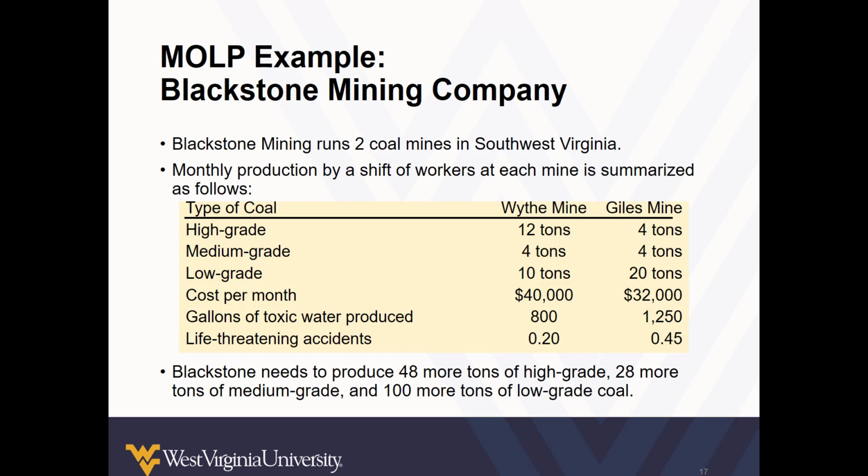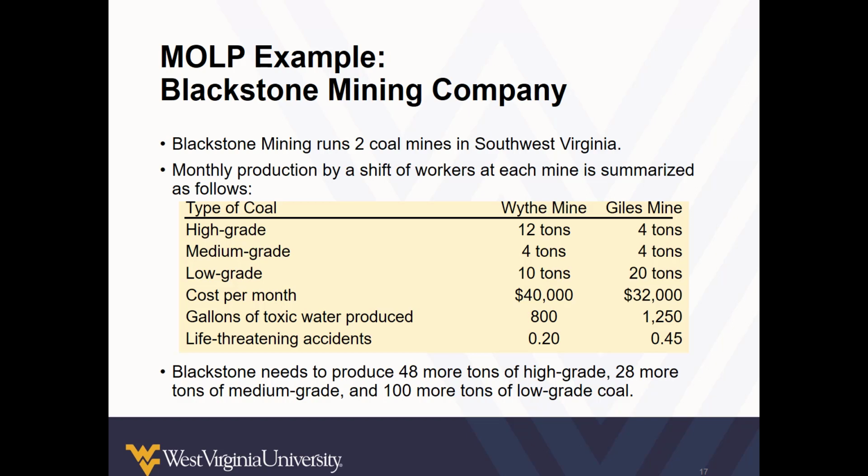Blackstone Mining operates two coal mines in extreme southwestern Virginia. They need to produce 48 more tons of high-grade coal, 28 more tons of medium grade, and 100 more tons of low grade. The details for each mine are illustrated in this table.